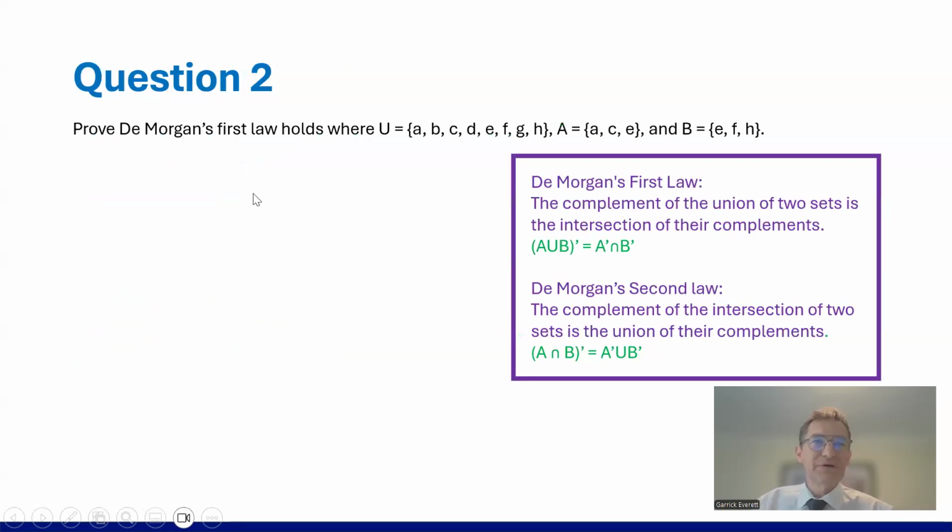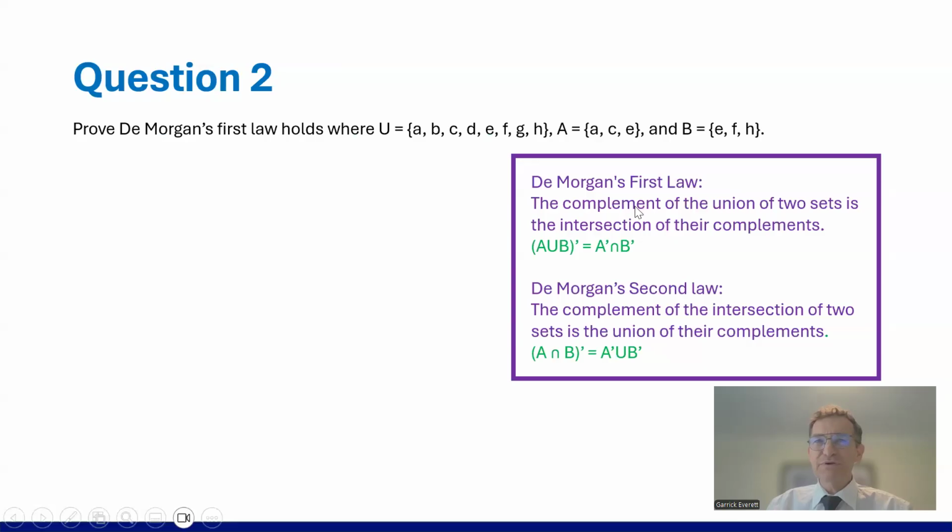Question 2. Prove De Morgan's law. First law holds where U equals A, B, C, D, E, F, G, H, A equals ACE, and B equals EFH. Now, you've probably seen this question before because I know you've done it. So this is just an example because I didn't want to create a whole new question. The question in the assessment's a little different, but very similar.